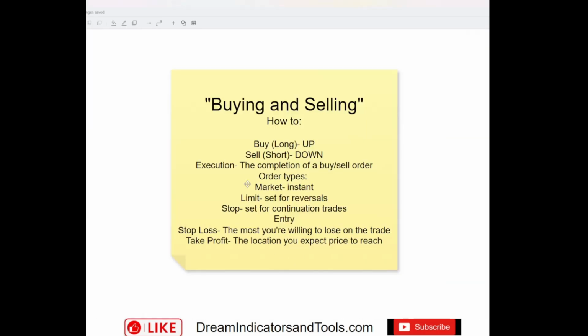Easy enough, right? So that is going to be your markets, limits, and stop orders based off of your entries.